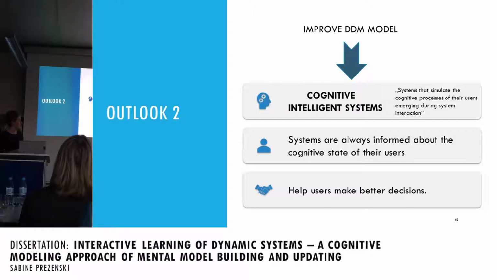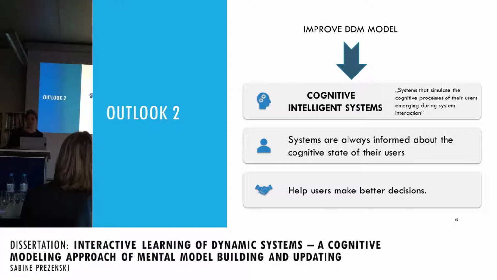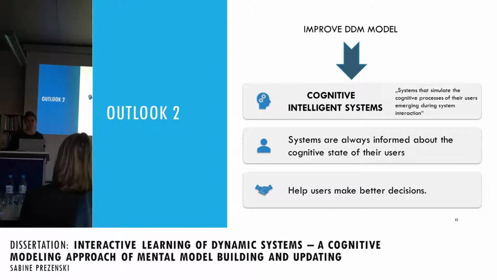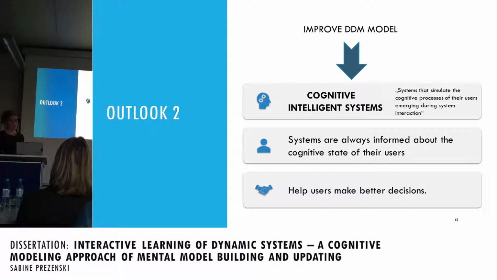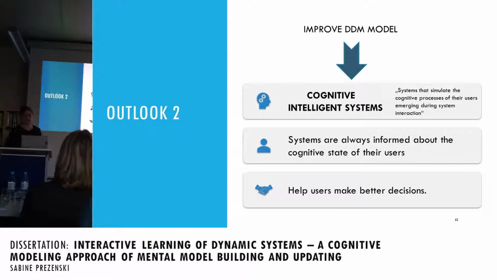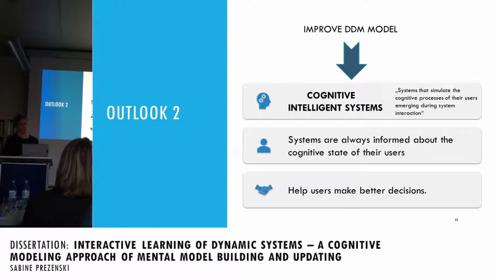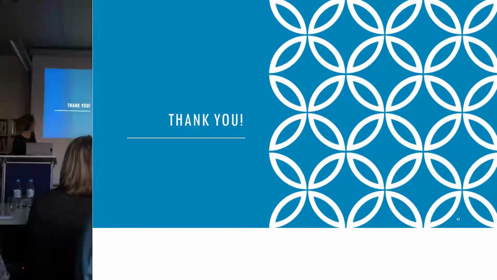strategies as the participants, and then we can design a cognitive intelligence system, so a system that simulates the cognitive processes of the users that emerge during system interaction. And such systems are always informed about the cognitive state of their users, and they can then help users make better decisions. Okay, so I'm finished now.